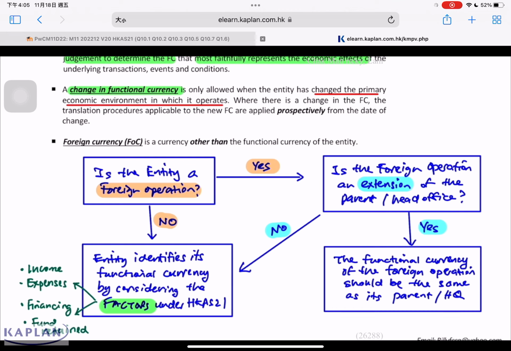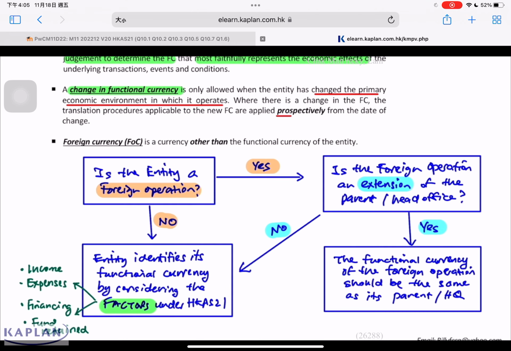For example, in the past, sales were substantially denominated and settled in Hong Kong dollar. Over recent years, the company's sales prices, sales revenue and operating costs, 80%, 70%, are in renminbi. That means there's a change in the primary economic environment in which the entity operates. If that's the case, then they should change the functional currency from Hong Kong dollar to renminbi. This change is not a change in accounting policy. This change is a change in the environment in which the entity operates, resulting in the change of functional currency. For this change, we must apply it prospectively from the date of the change. We cannot change the functional currency unless there's a change in the primary economic environment in which the entity operates.